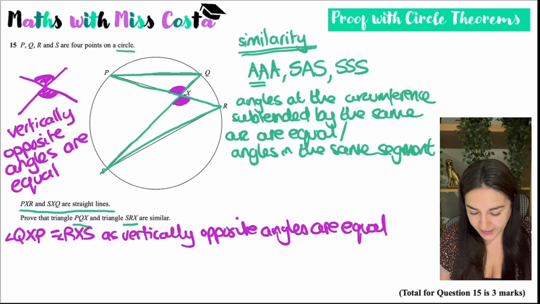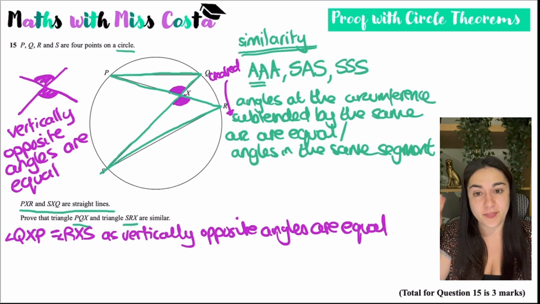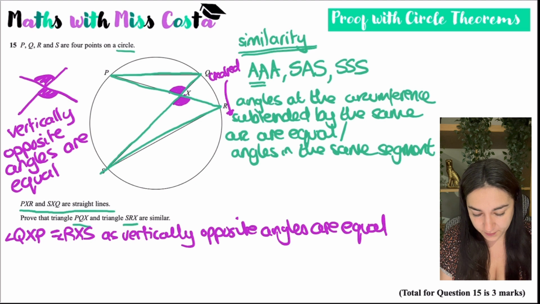So just a quick reminder, subtended just means created or formed. So it's saying angles at the circumference that are formed by the same arc are equal. And how do you demonstrate that? Well, let's use a different color.